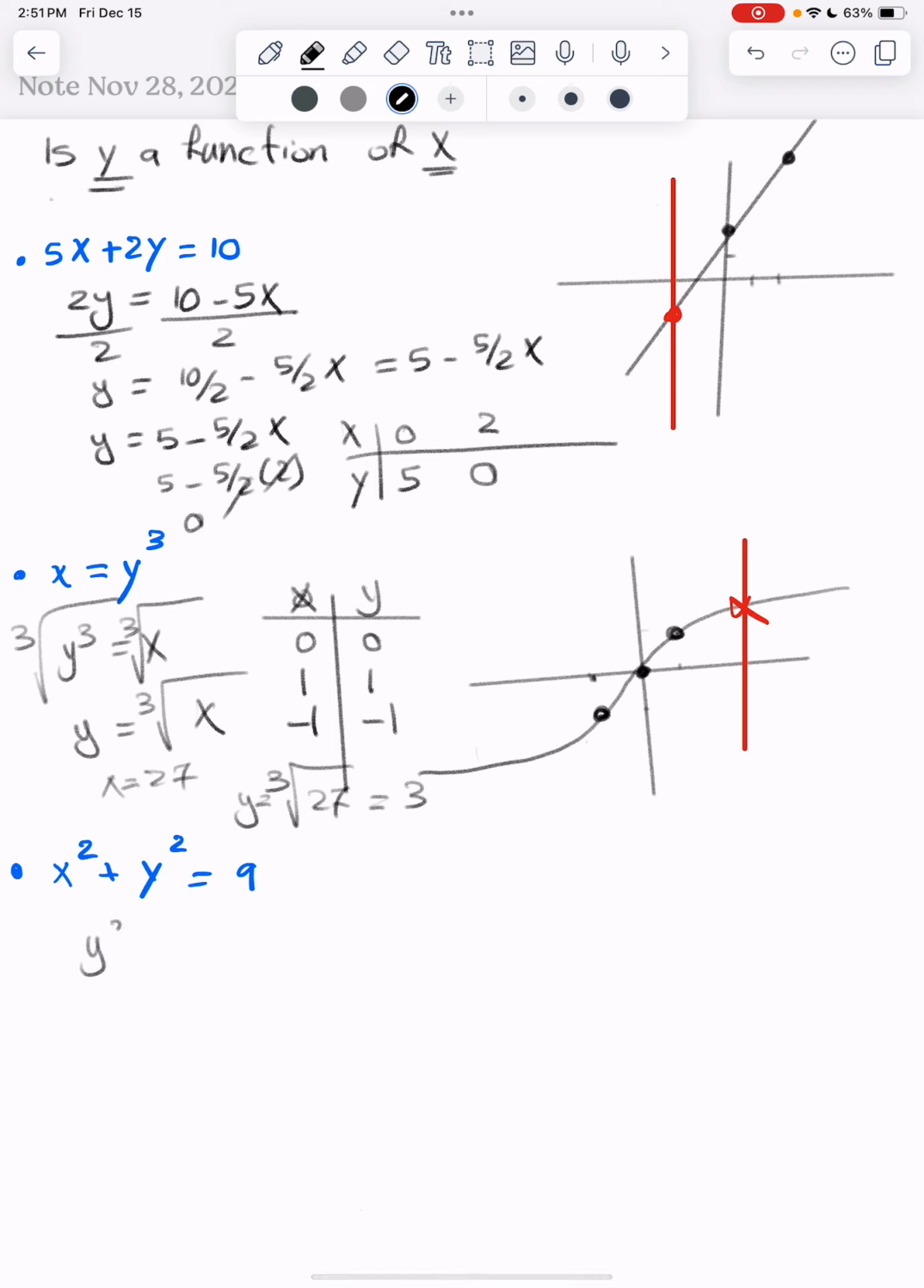So I'm gonna solve again for y in terms of x, so it's minus x squared. And then just take the square root of both sides. y is equal to plus or minus the square root of 9 minus x squared.